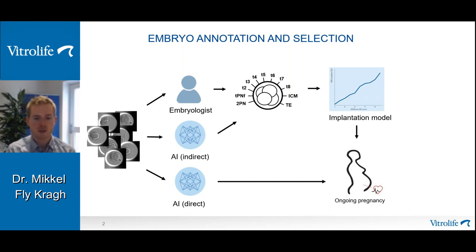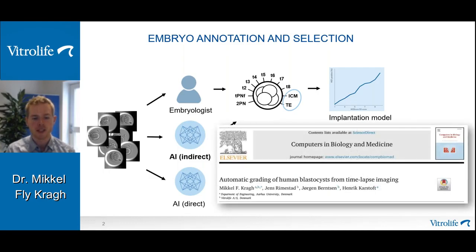Today, I'd also like to briefly touch upon one of our most recent works on directly predicting the chance of pregnancy using AI, and thus avoiding some of the limitations and shortcomings of the traditional approach. But I'll start by going through an example of the indirect approach, in which we've automated blastocyst grading using AI. And in case you're interested, you can find a lot more details in our recent publication in Computers in Biology and Medicine.